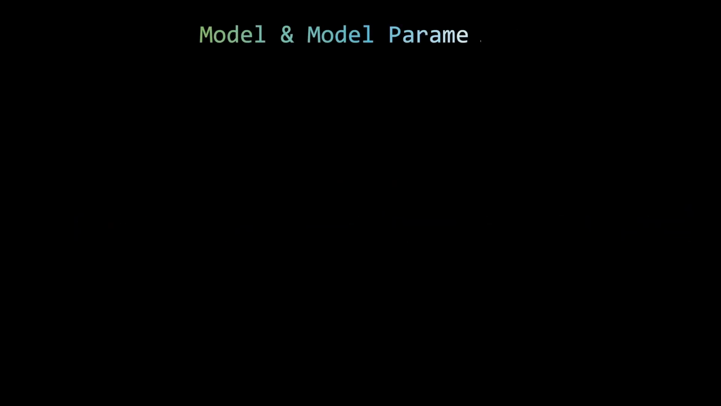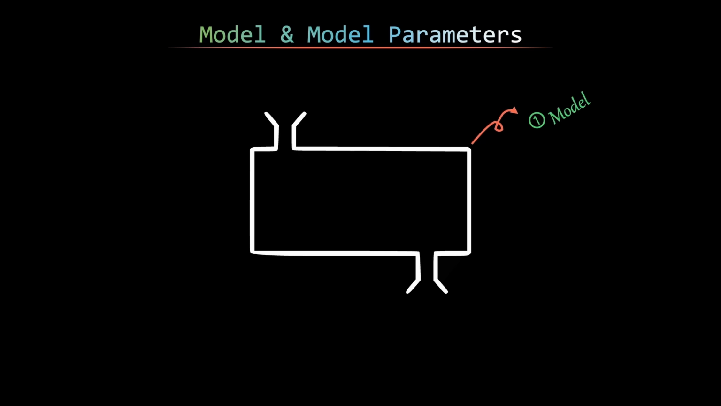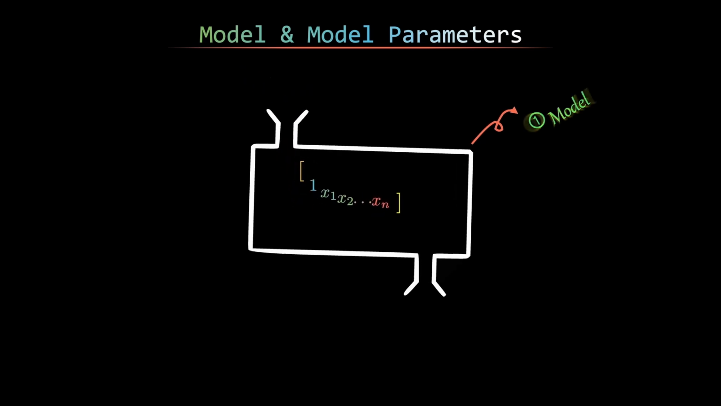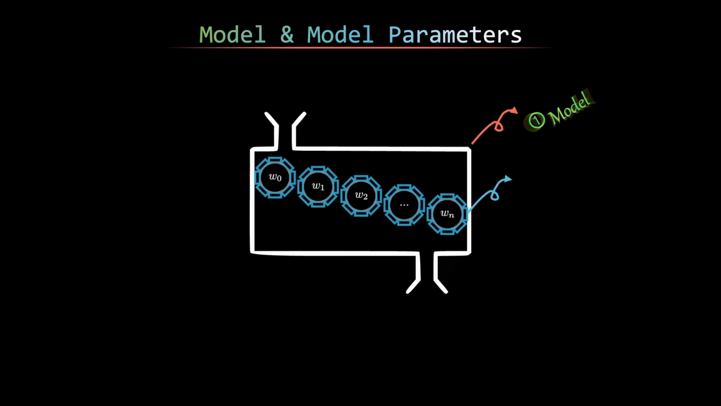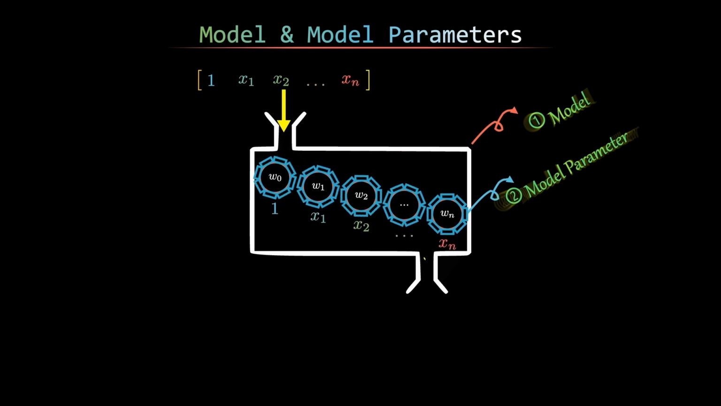There are two key ideas here. The first is the model itself. A model is simply a function that takes an input vector x and produces an output y. The second are the model parameters, the weight vector w. Each element of w multiplies its corresponding component of x, which forms the dot product. So, the larger a particular wi is, the more influence its corresponding input xi has on the prediction.